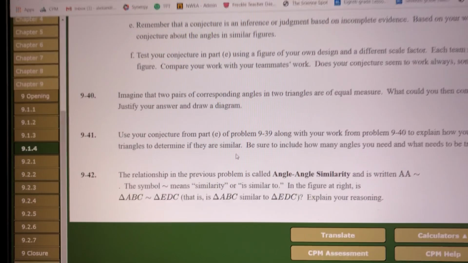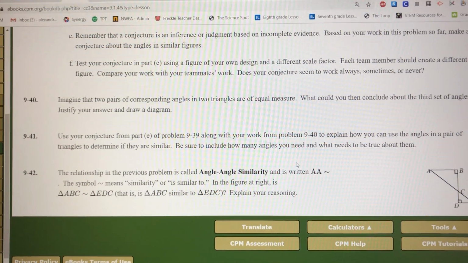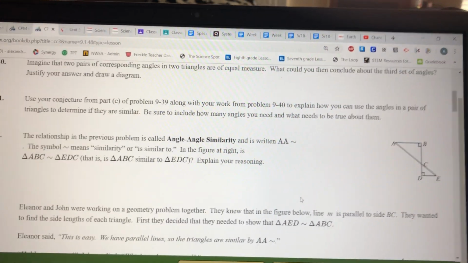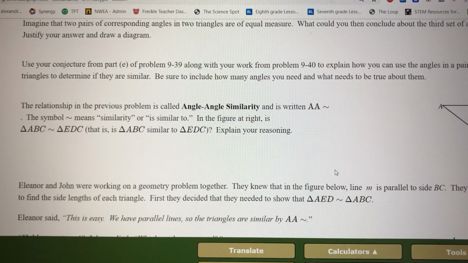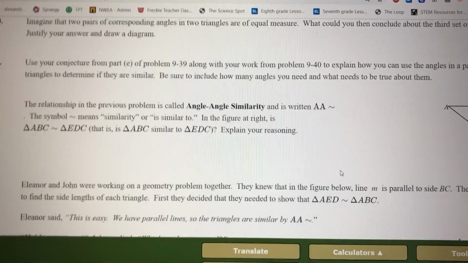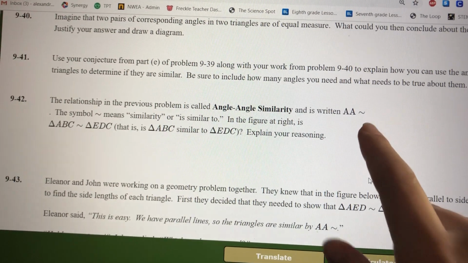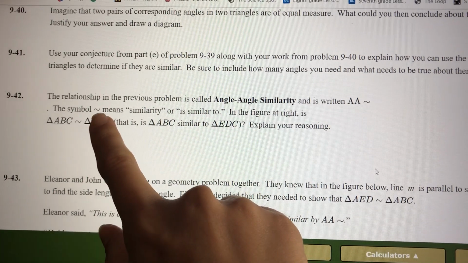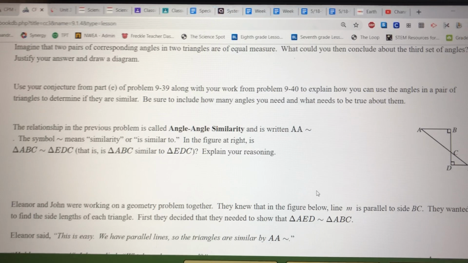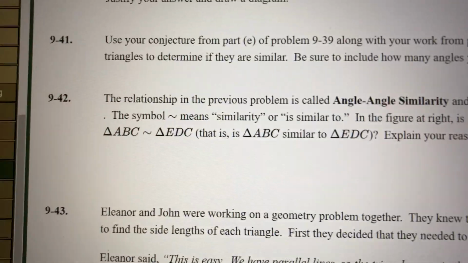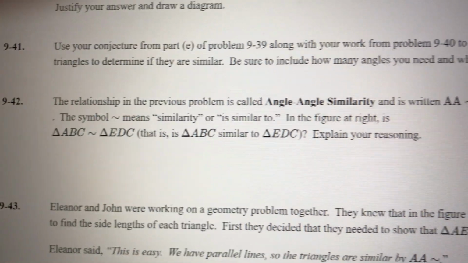All right, moving on to 942. It says we're going to be introduced to this new term. The relationship in the previous problem is called angle-angle similarity, and it is written with a double A. The symbol, the squiggly line, means similarity, or is similar to. In the figure at the right, is triangle ABC similar to triangle EDC?